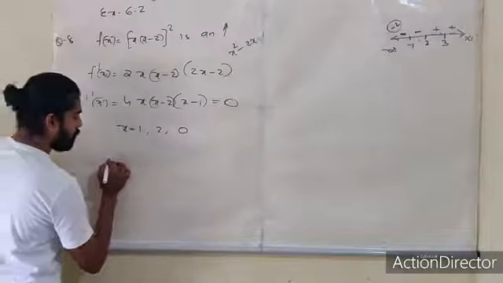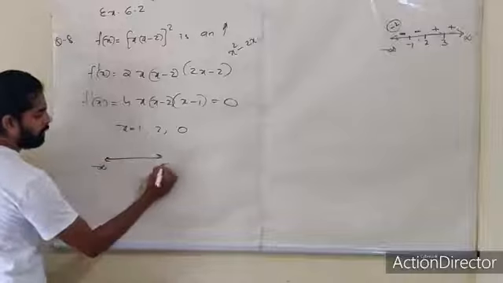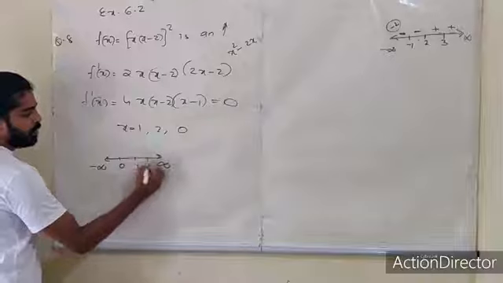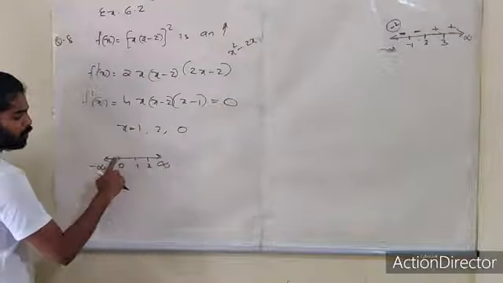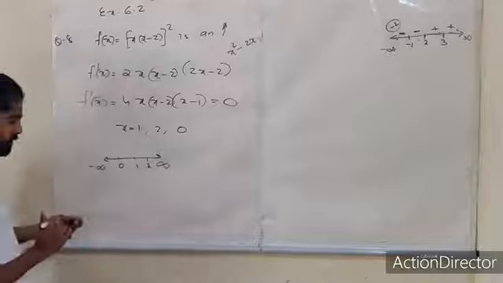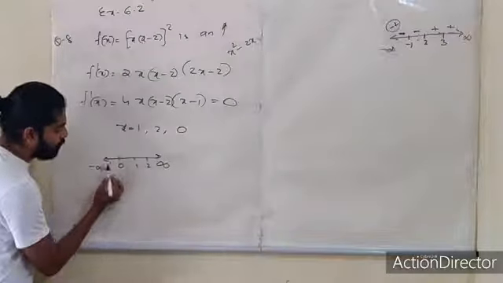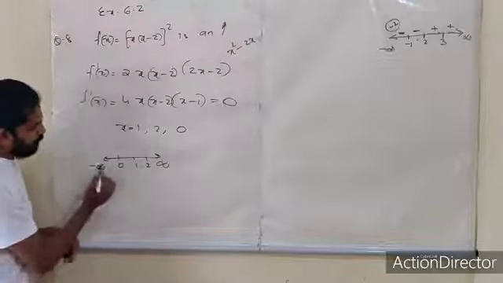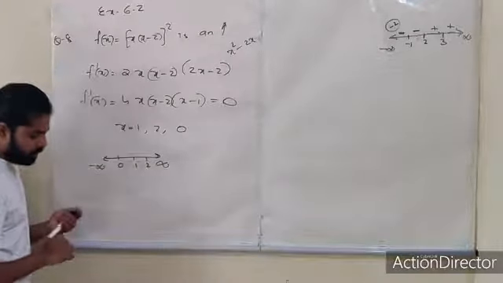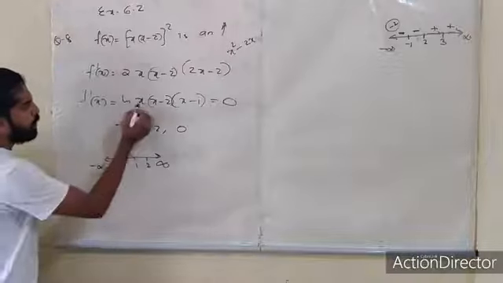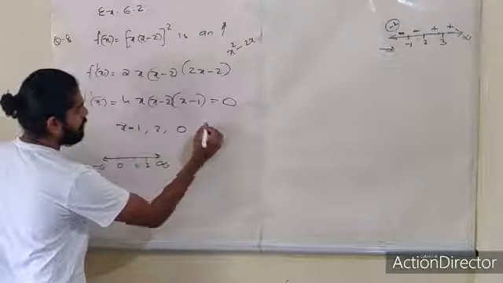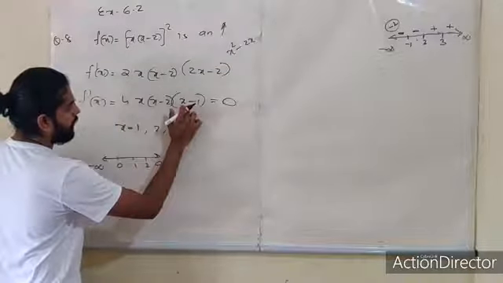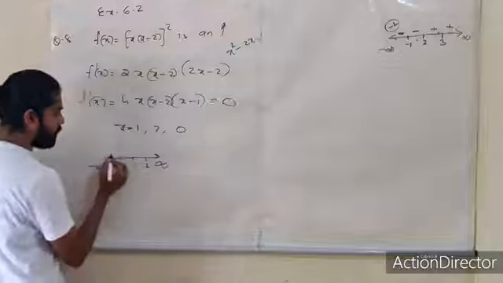Okay, so from negative infinity to positive infinity, you have three values 0, 1, 2 dividing all the real numbers. So the intervals are negative infinity to 0, 0 to 1, 1 to 2, and 2 to infinity. Let's take any value between negative infinity and 0 and check whether the derivative is greater than 0. Taking negative 1 and substituting, this will be negative, then negative 1 here, again negative, negative 1 here, again negative.